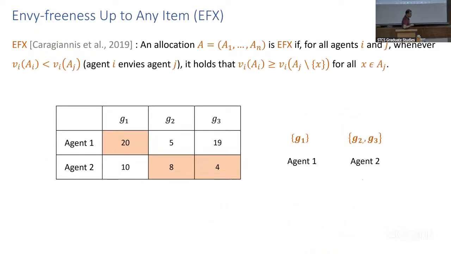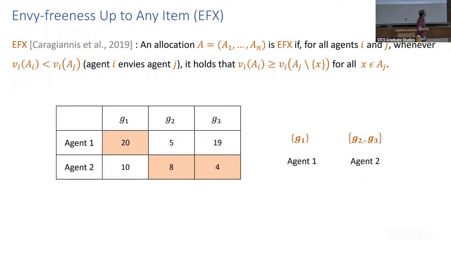One of the relaxations of envy-freeness is what we call EFX, also known as envy-freeness up to any item. Basically it says that you allow envy in an allocation, but that envy can be eliminated by removing any item from the envied agent's bundle. So here, if agent i envies agent j, then if you remove any item from agent j's bundle, the envy would get eliminated.